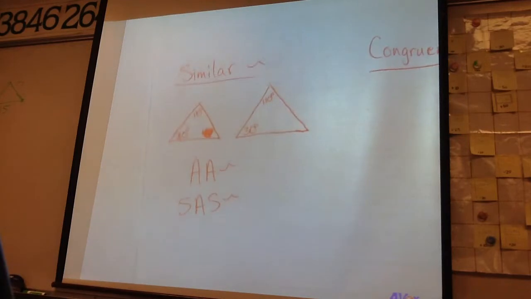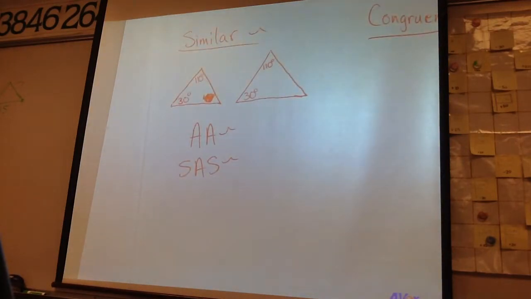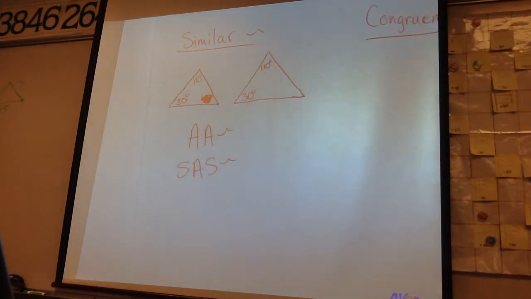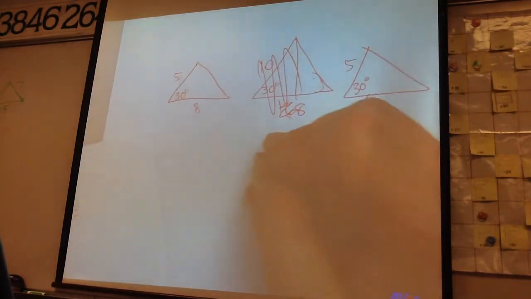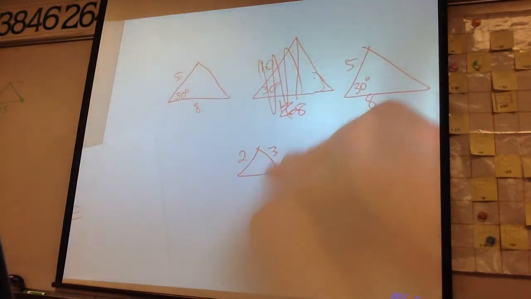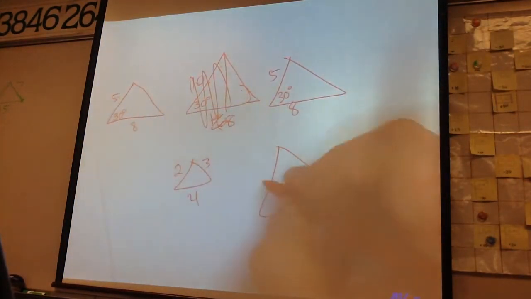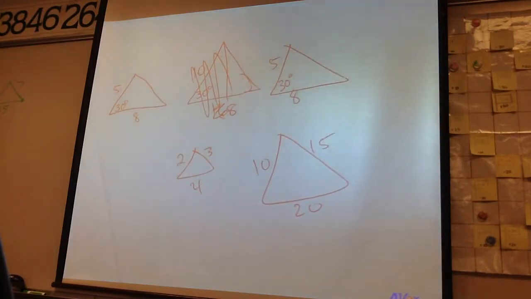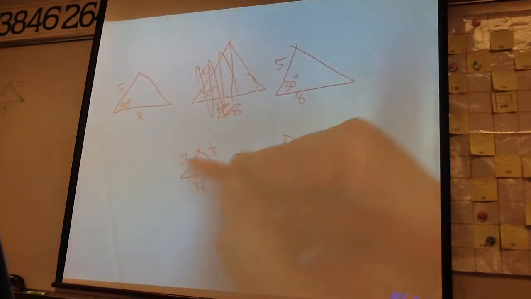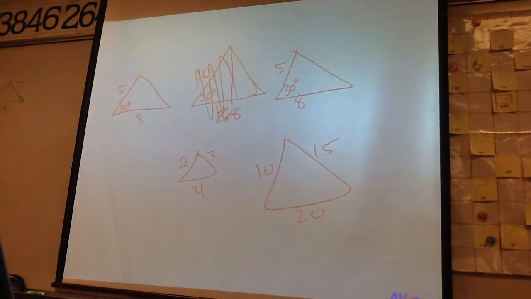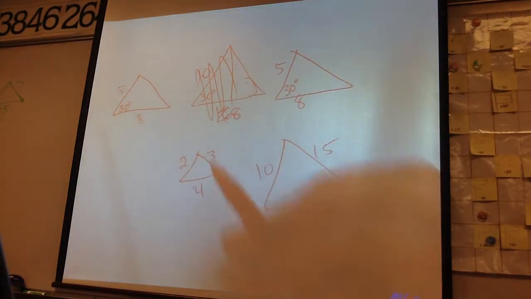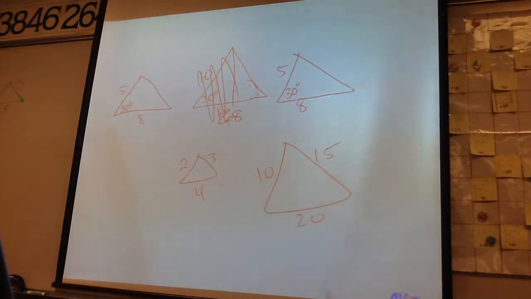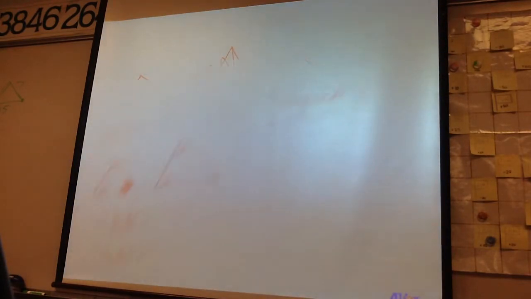Remember these? Sounding familiar? Do you remember the third one? There's one more for similarity. 2, 3, 4, 10, 15, 20. Are they similar? Yeah, because all of the sides got multiplied by the same thing, so all the angles are going to stay the exact same as the original. So those are similar, and that's side, side, side.